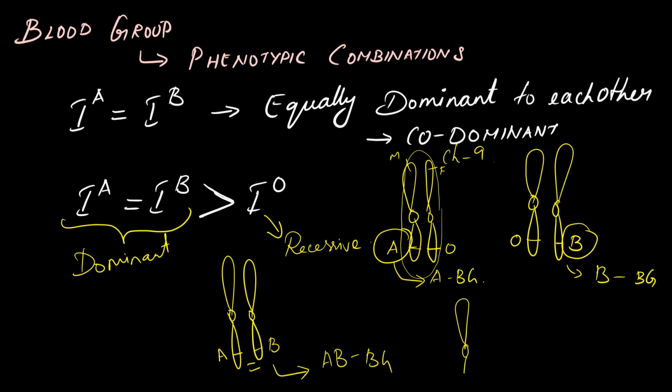Okay, and what about O? When will O blood group be expressed? When both the chromosomes carry the recessive allele, that is, when both the chromosomes carry the O allele, in this condition only the child will be expressing O blood group. Okay, I think you understood this concept. Please concentrate on this concept to study well.